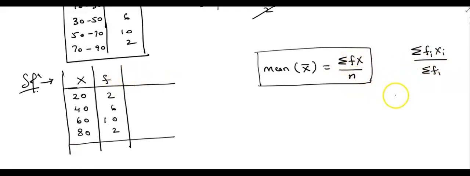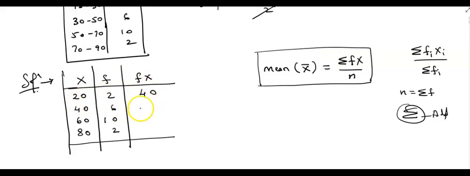Okay. But here n is what? N is nothing but sigma f. What is this sigma? Sigma means addition. You have to add. Now see children, we have to find mean, sigma fx by n. First we have to find f into x, the product of f and x. First you multiply f and x: 20 into 2, 40; 40 into 6, 240; 60 into 10, 600; 82 is a 160. Okay, we have to find fx.